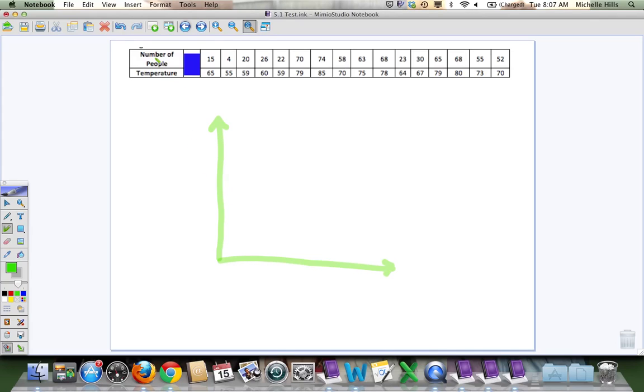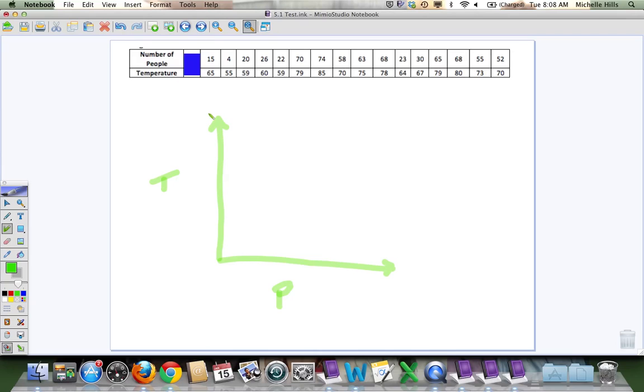Well, the number of people in a room doesn't depend on the temperature, although I guess if it was really cold, no one would want to be there. But really the temperature in the room depends on how many people are in the room. So the temperature is going to change based on the number of people. So I'm going to put my temperature here and my people here when I do this graph.